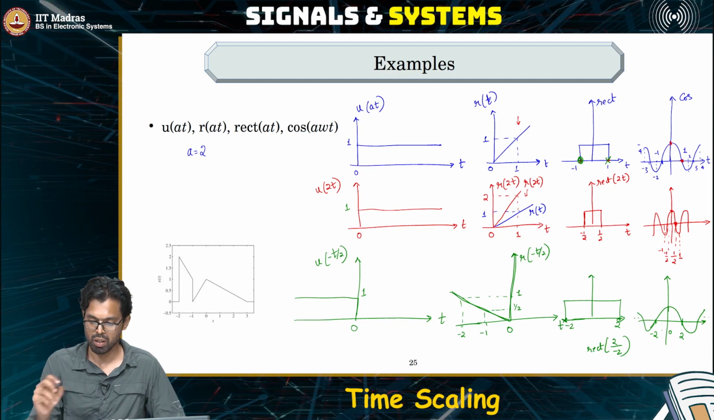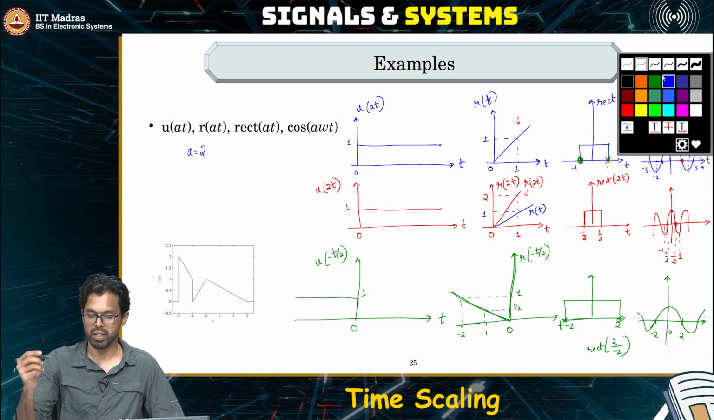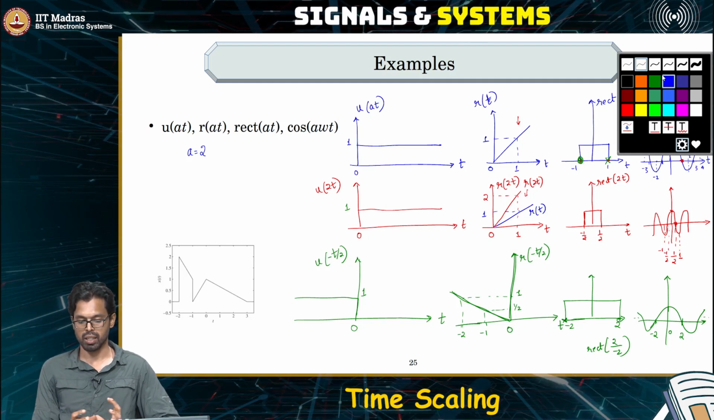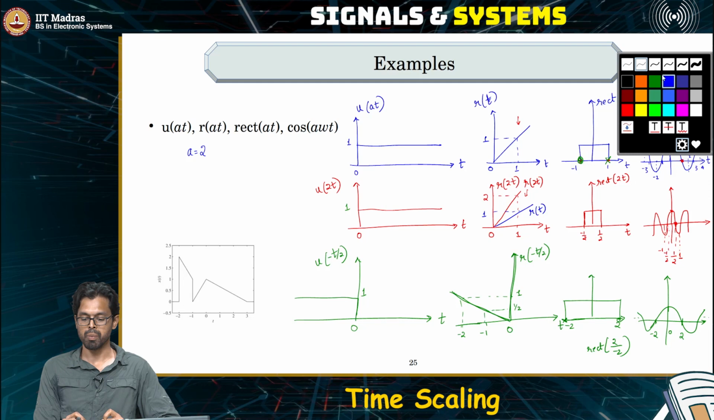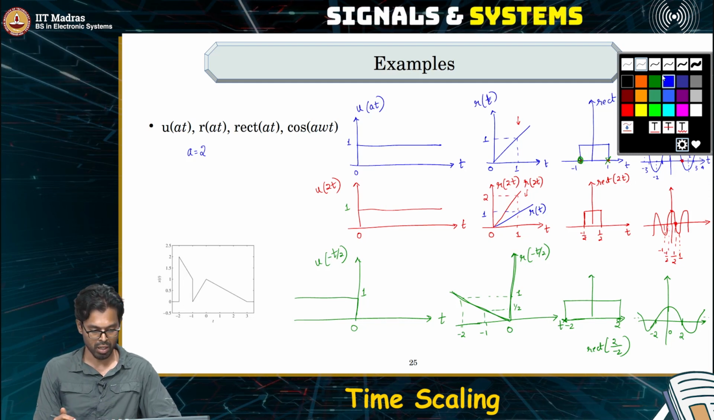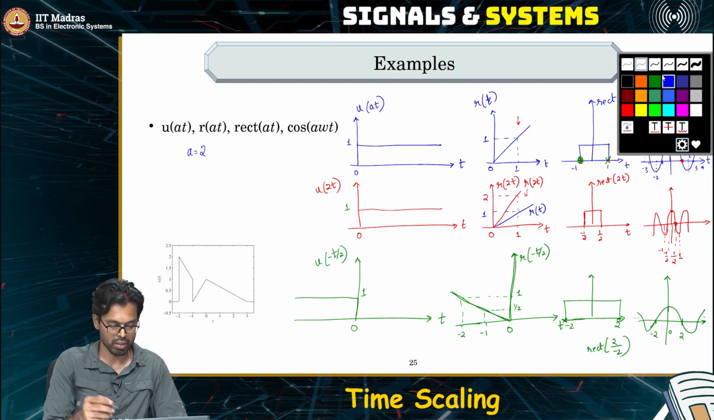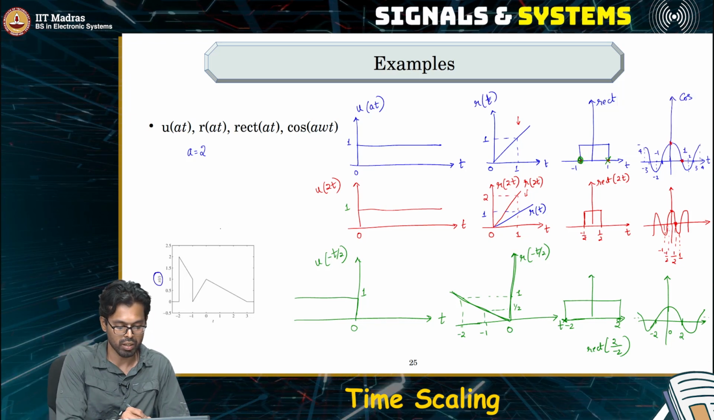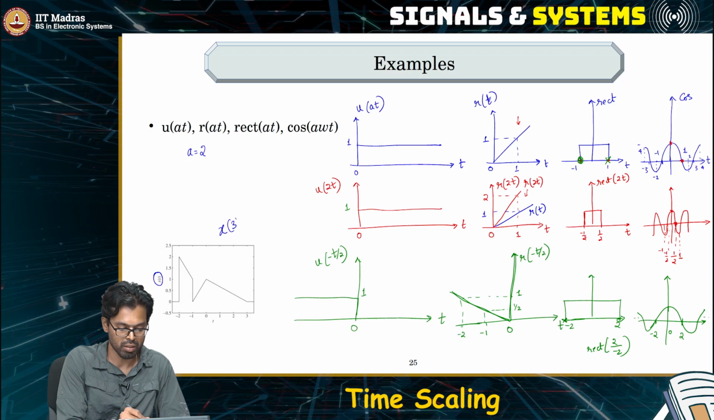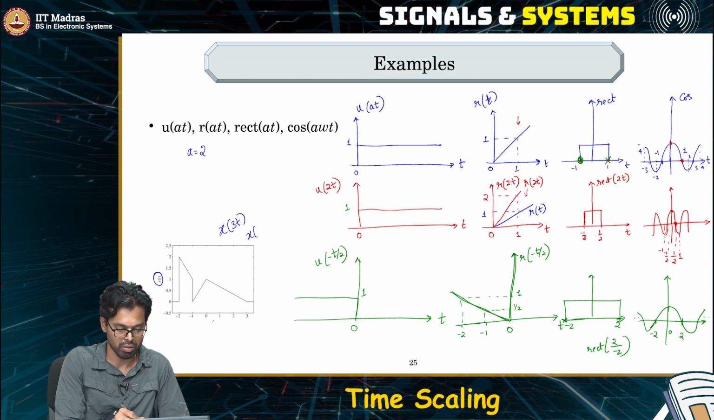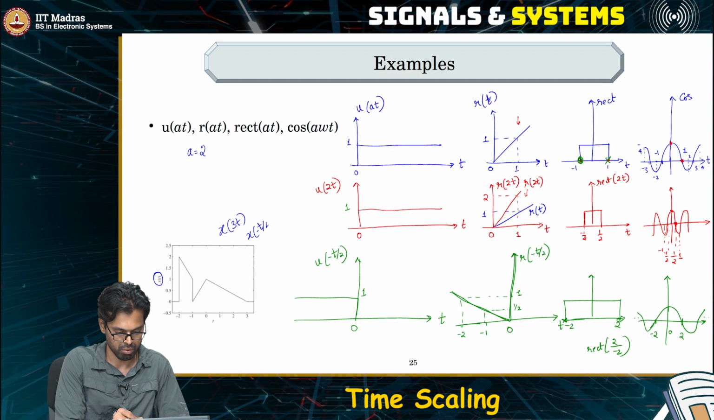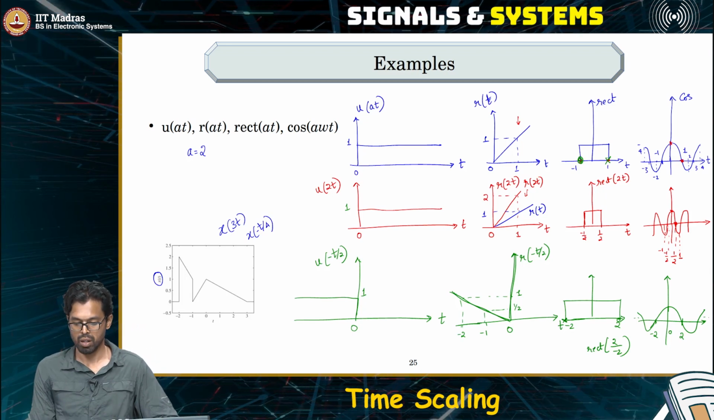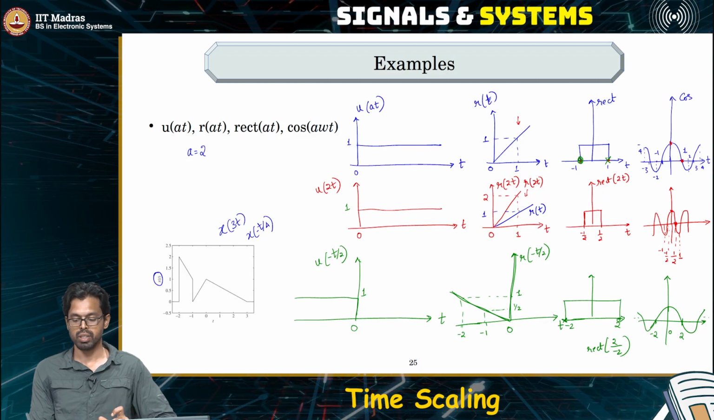Okay, so this is how we typically take the time scaling operation, and then interpret that as an expansion or compression of a signal or time reversal. Now take an exercise, do an exercise, take this signal x of t here, and then try to plot x of 3t and x of minus t by 4, okay, and then see what happens. So this is the time scaling operation.